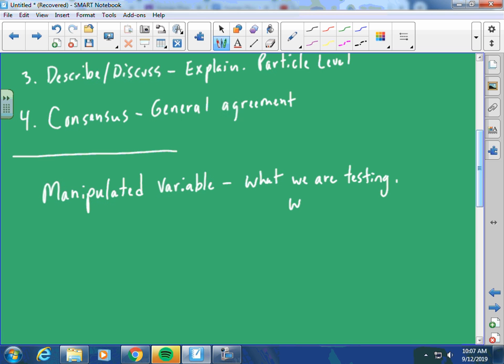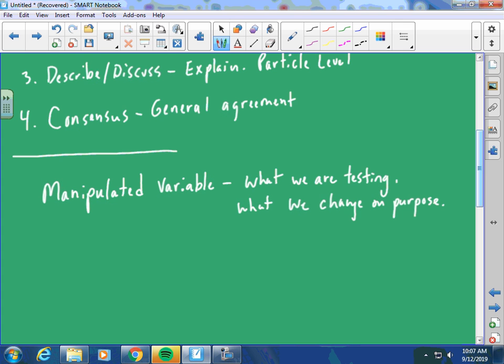What we change on purpose. And we do have these in those notes. Don't forget those notes. I am going to collect those and give you points for those notes that we've taken so far. The graphing notes really is what we have. So this is what we test. We manipulate this variable. We change it on purpose. We want to see if there's a difference if we change this variable.